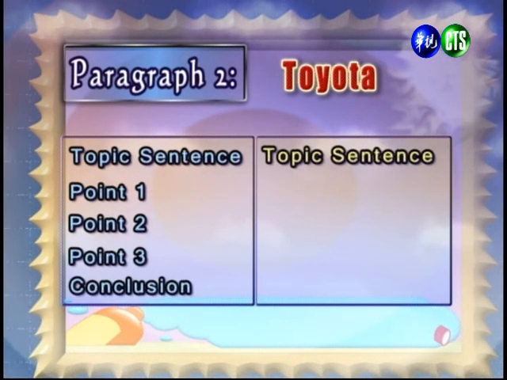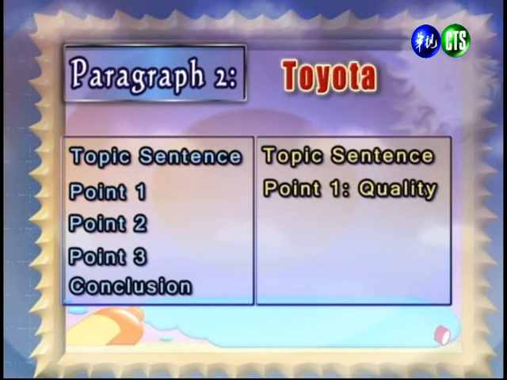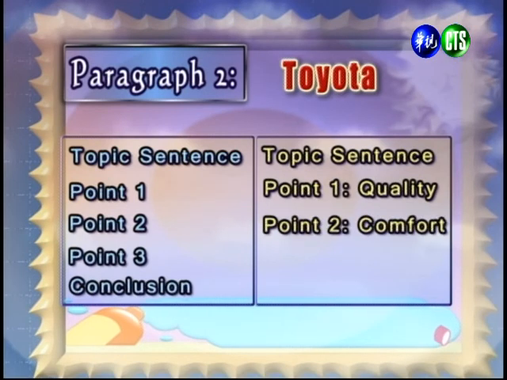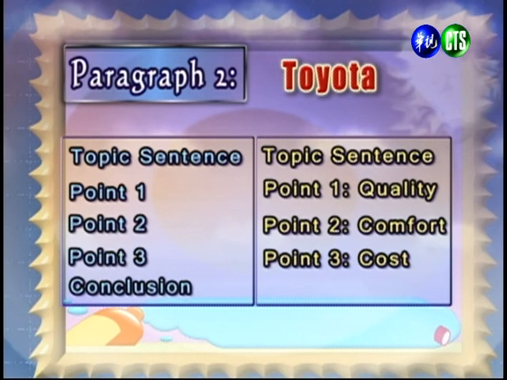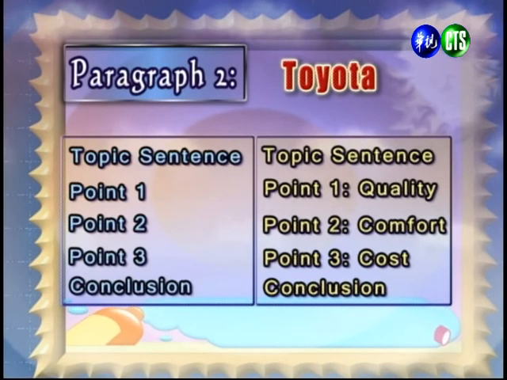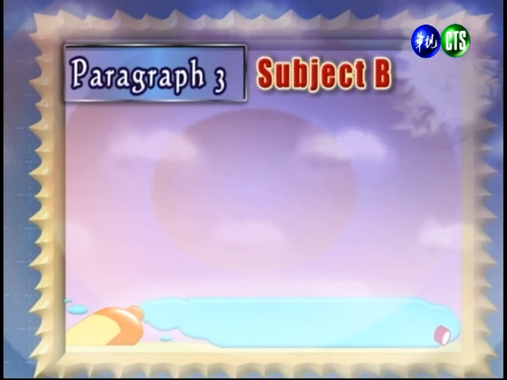All right, and so after we write our topic sentence, our first point can be about the quality of a Toyota. The second point can be about the comfort of a Toyota. And the third point can be about the cost of a Toyota. And then we have our conclusion after that. All right, and so then when we go on to our third paragraph, you should organize it the same way as your second paragraph.